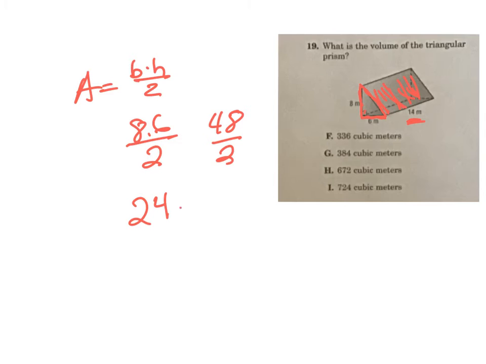high. So then I times that by 14. 24 times 14 equals 336 cubes. It's meters, and cube would be 3. And so it is F for number 19.